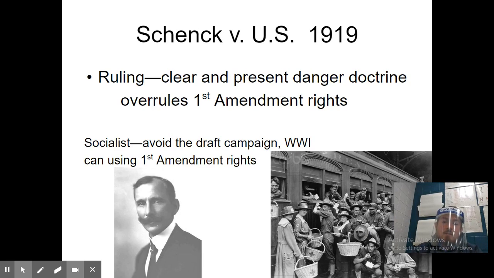Okay, Schenck versus U.S. This happened during World War I, right after World War I. The ruling is that the clear and present danger doctrine overrules First Amendment rights. Schenck was a socialist who was avoiding the draft. He printed out like 15,000 flyers to then pass out and encourage others to not register for the draft. And so they basically said that he was inciting a riot. There was clear and present danger. And so therefore, it was not unconstitutional for his First Amendment right to be overruled and for him to suffer consequences for what he was doing.